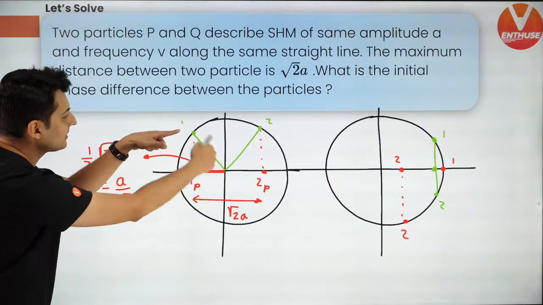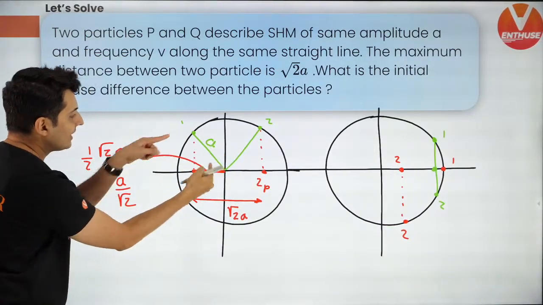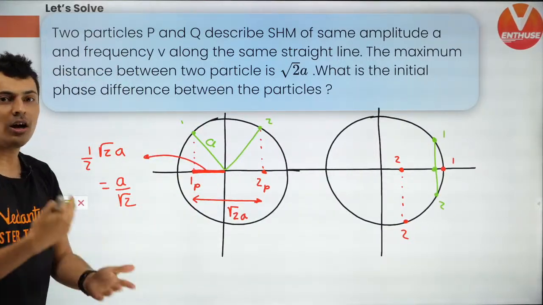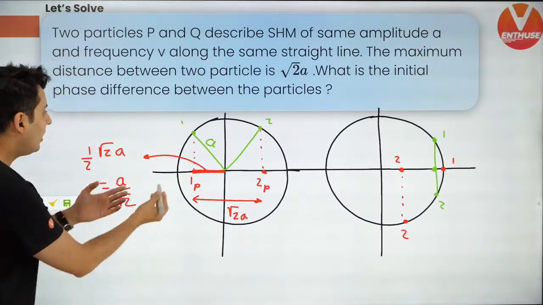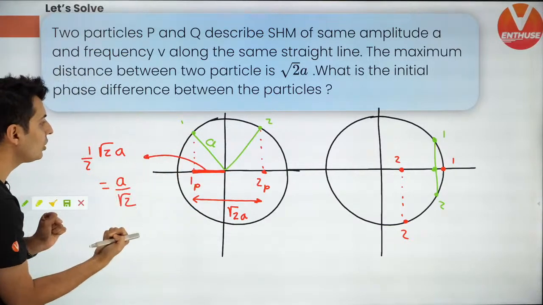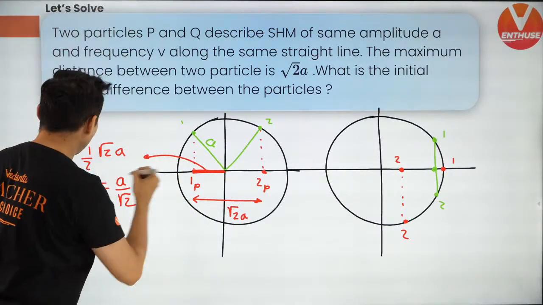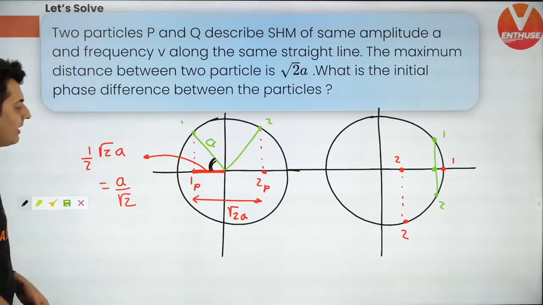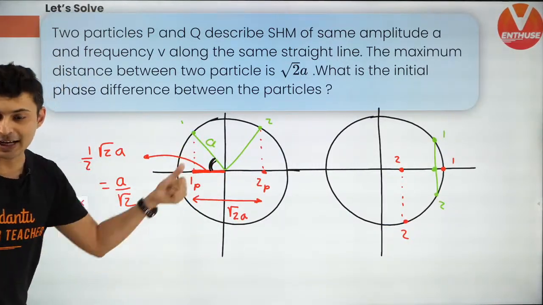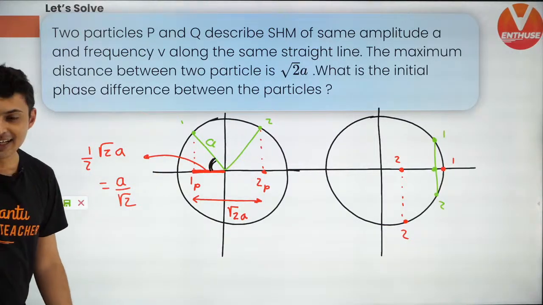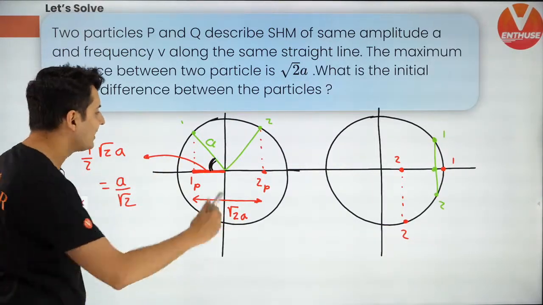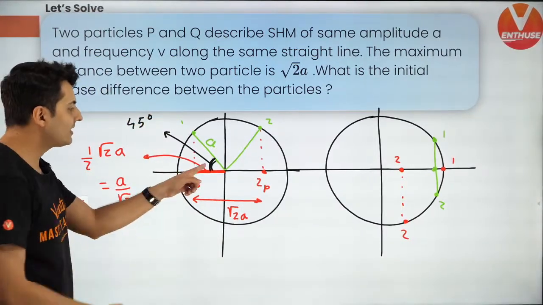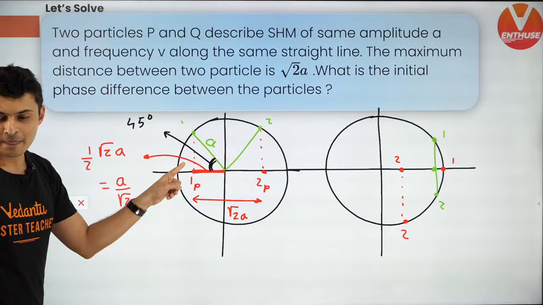And what is this green line? The green line has a length of a. Remember, radius equals the amplitude. This is a by root 2. Now this angle is very obvious. Guys, what is this angle in this right angle triangle? This is a by root 2, this is a. Can you guess what's the angle now? Exactly, Aishwarya. This angle should be 45 degrees.